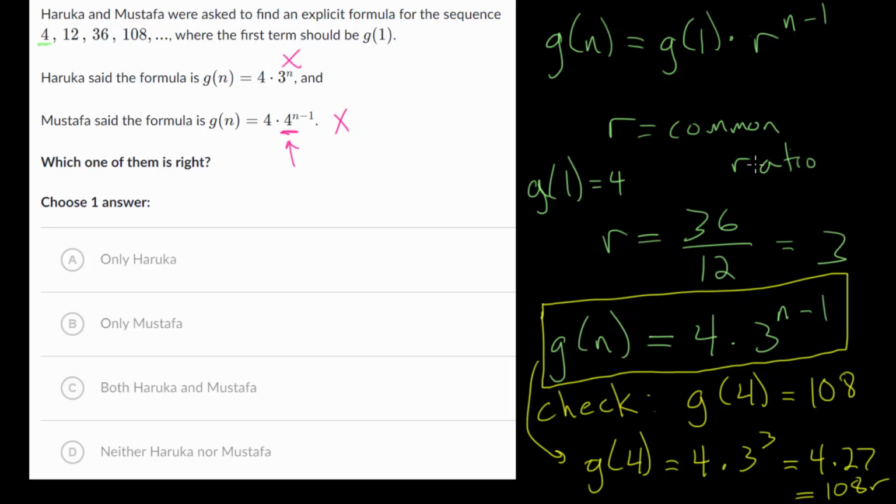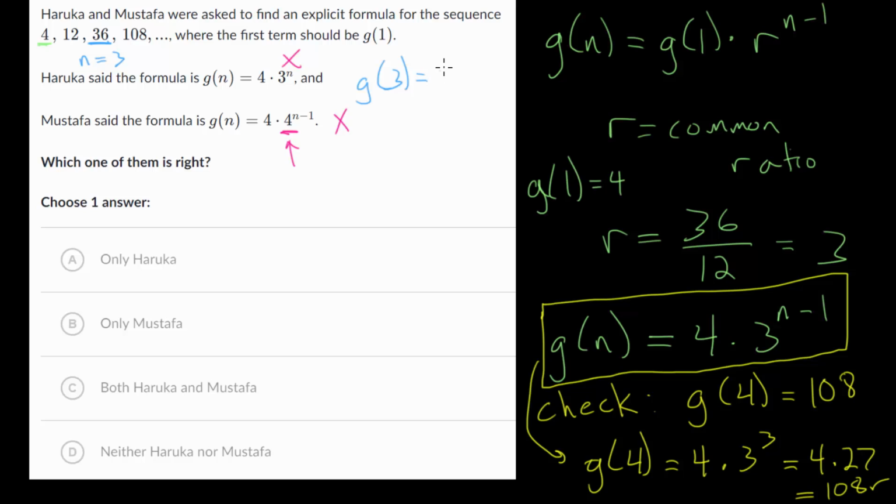Now, this approach of generating our own formula is not the only way to solve this problem. The other approach is to just plug in different n values and see if we actually get back that term. For instance, we know that when n is equal to 3, we get 36. So let's test that in both of these formulas just as a different way to approach the problem.